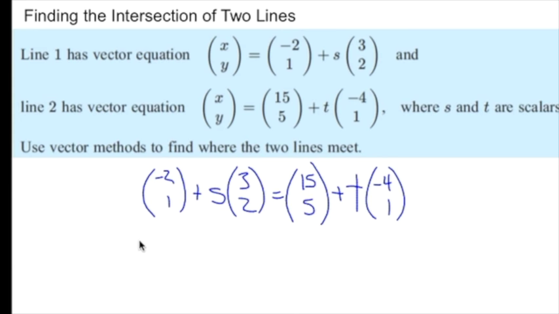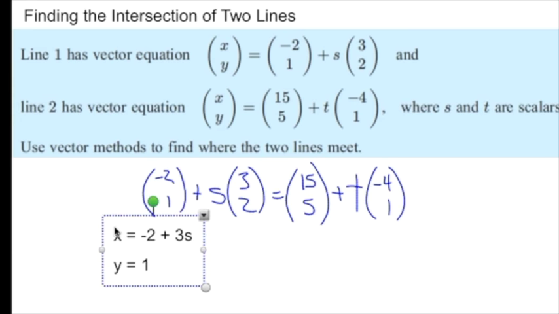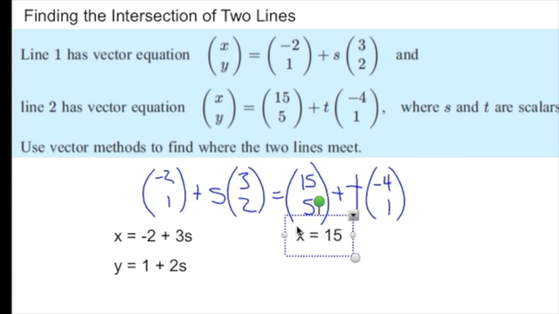So what we're going to do is find the parametric equations for each of these. For the first line, x is negative 2 plus 3s, and y equals 1 plus 2s. Okay? For the second equation, we have x equals 15 minus 4t, and y equal to 5 plus 1t.